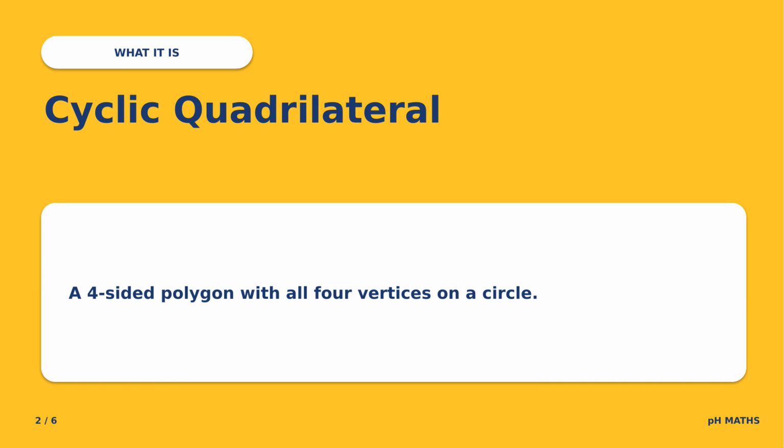Definition. A cyclic quadrilateral is a four-sided polygon with all four vertices lying on the circumference of a circle. The vertices are sometimes called concyclic. The key property: opposite vertices have angles that sum to 180 degrees.